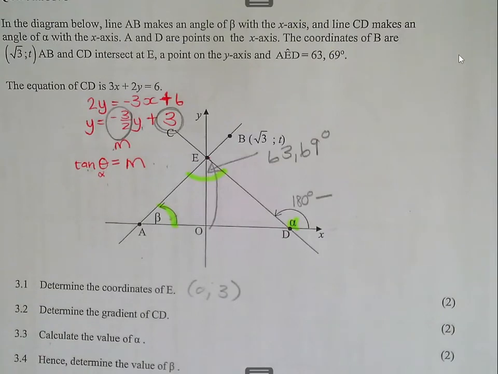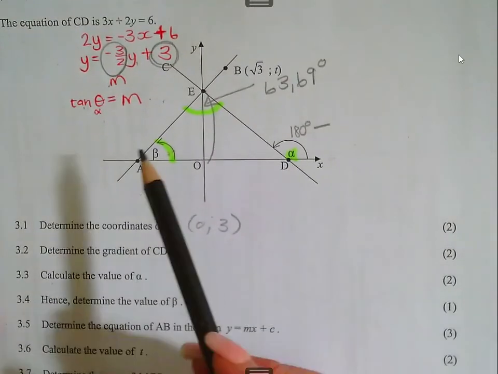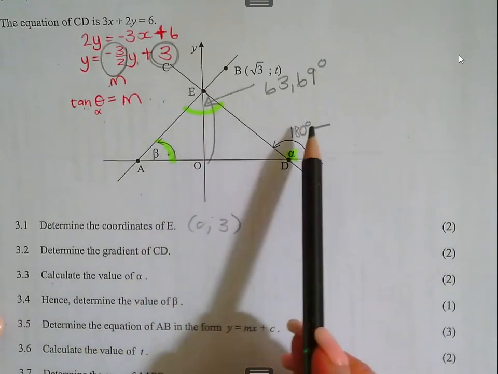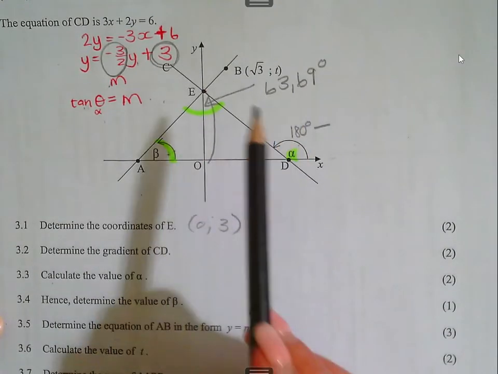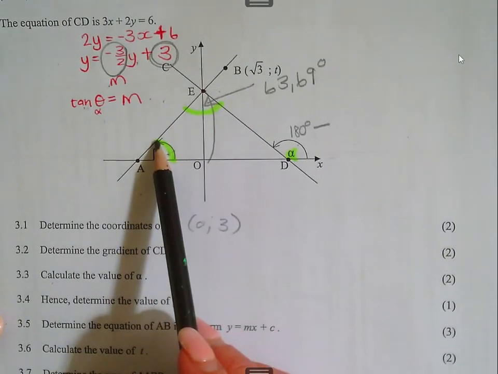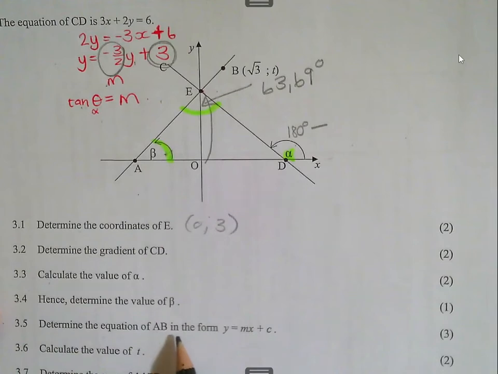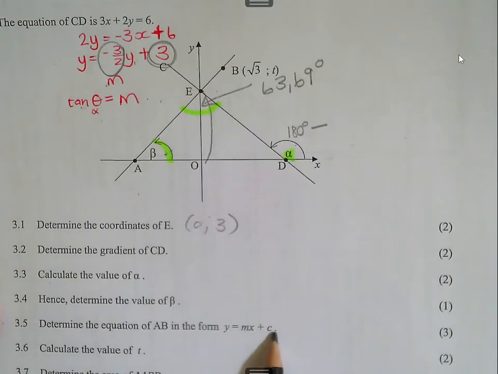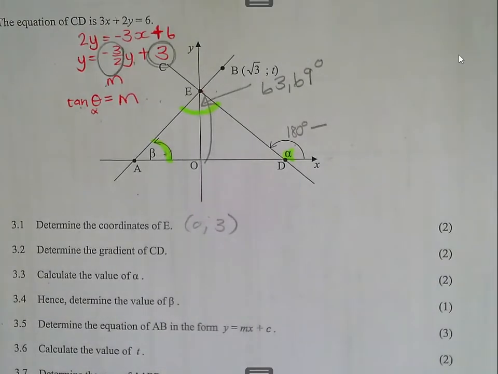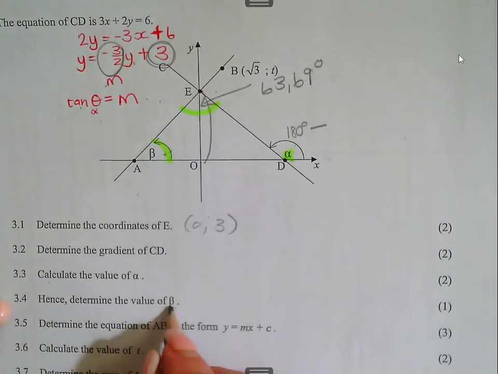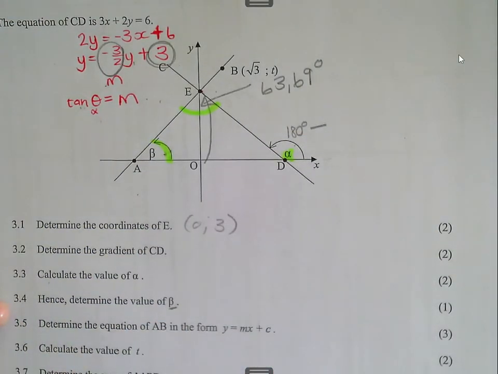Then the next one, hence determine the value of beta. Leak told us how, no? Exterior angle equal to the sum of the opposite interior angles. Determine the equation of AB in the form y equal to mx plus c. Okay, I'm going to help you with this one. At 3.4 we're calculating beta, do you agree?